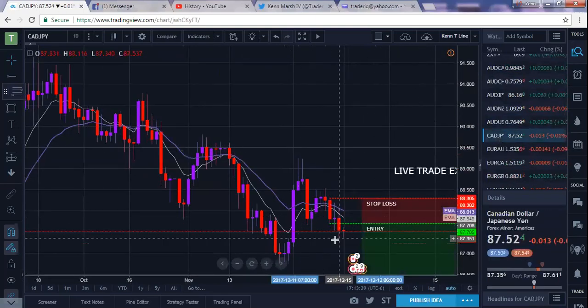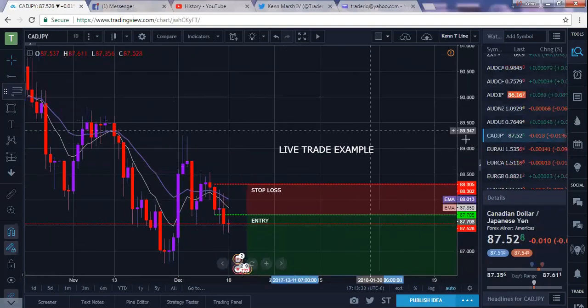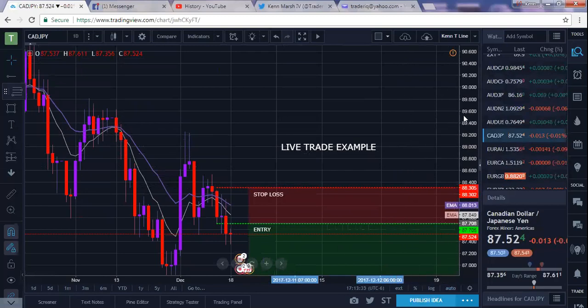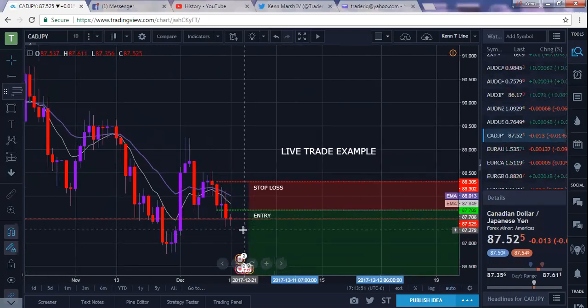CAD/JPY. I'm actually in this trade, as we talked about in the previous video. And as you can see, I'm still in profit right now. Probably expect to see a little bit of a pullback or sideways action before this moves, because it is Sunday, so I don't expect this candle to get very big. Probably tomorrow, or maybe tonight it might move, but tomorrow for sure we'll start seeing some movement.